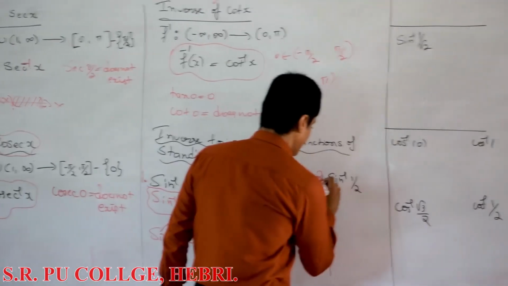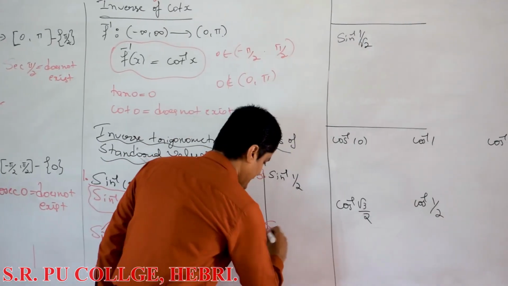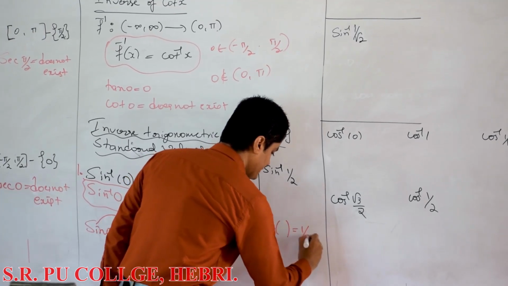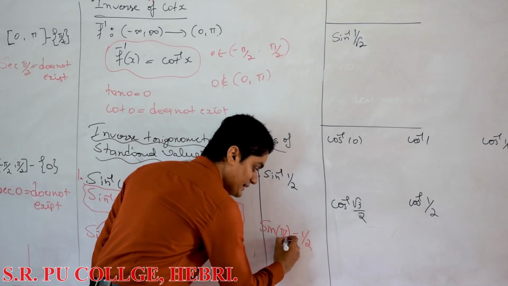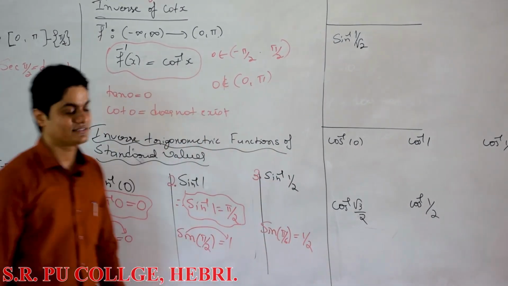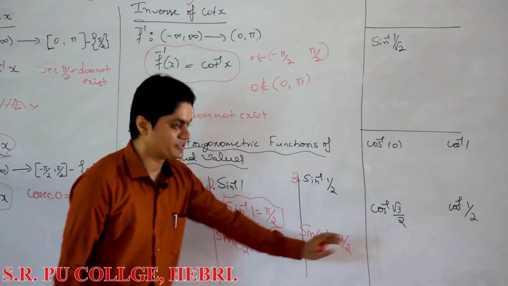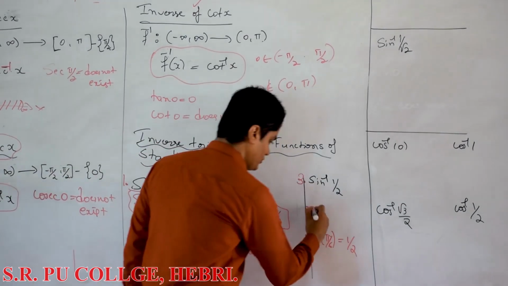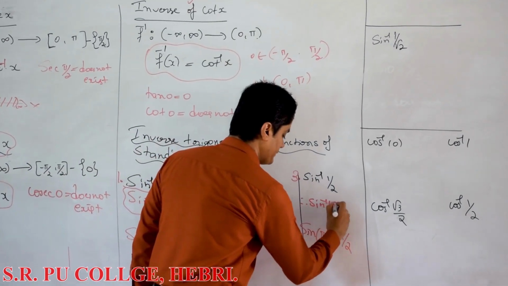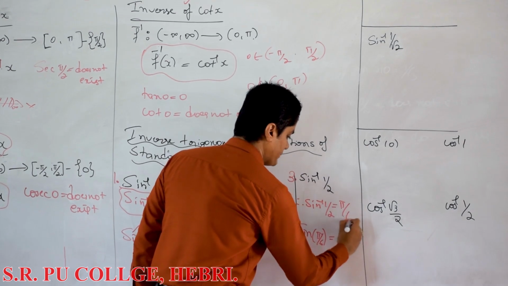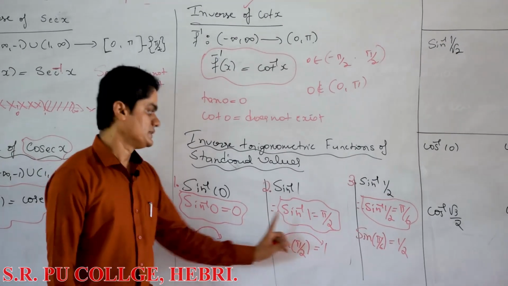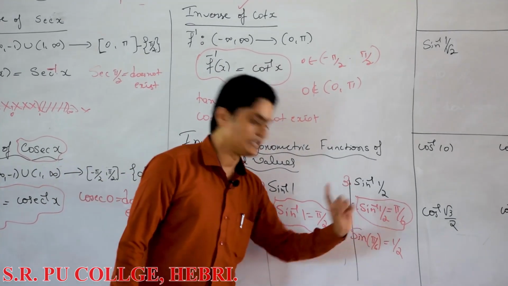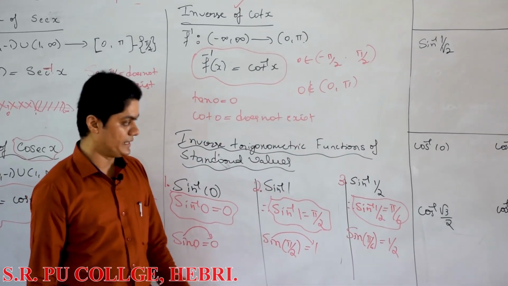Okay, the next standard value, sine inverse of half. Again tell me, for which angle sine will give half? Yes, answer is pi by 6, that is 30 degree. Sine pi by 6 is equal to half. Therefore, sine inverse of half is equal to pi by 6. So you must remember these values. Sine inverse of 0 is 0. Sine inverse of 1 is equal to pi by 2. Sine inverse of half is equal to pi by 6.